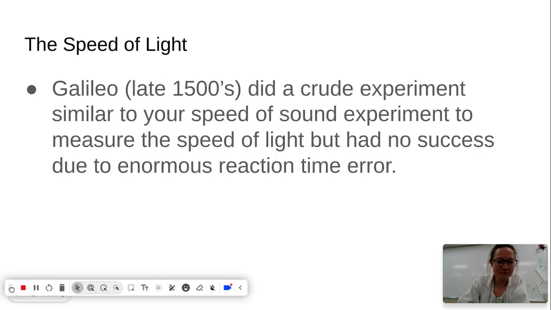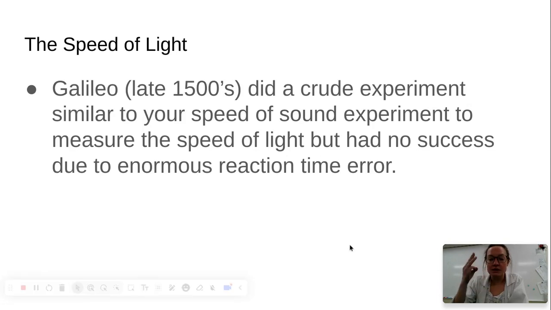We're there. We're going to be going through a course of 3 experiments, and in these 3 experiments, we're going to go through the course of history of how we actually discovered the speed of light as we now know it today. We begin with Galileo, who decided that he wanted to do an experiment in order to figure out the speed of light. Now, the experiment that he did was a very crude experiment that was very similar to your speed of sound experiment. And he had no real success due to enormous reaction time error.